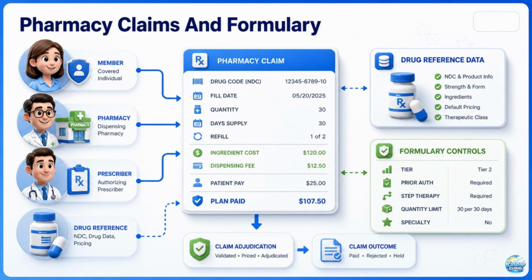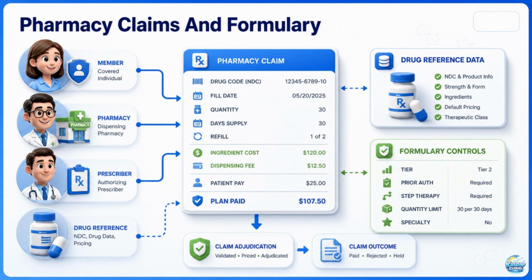Pharmacy data can be modeled as a specialized claim domain. A pharmacy claim includes the member, pharmacy, prescriber, drug code, fill date, quantity, days supply, refill number, ingredient cost, dispensing fee, patient pay, and plan paid amount.